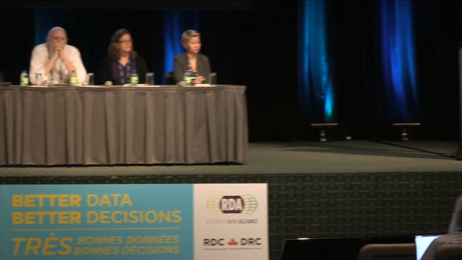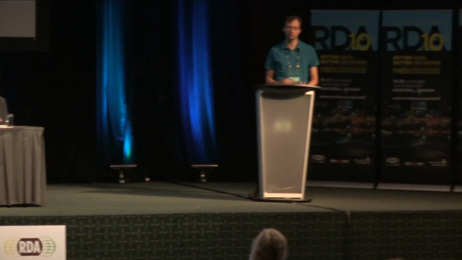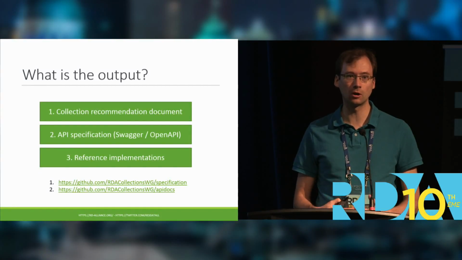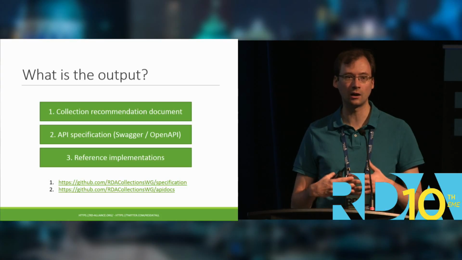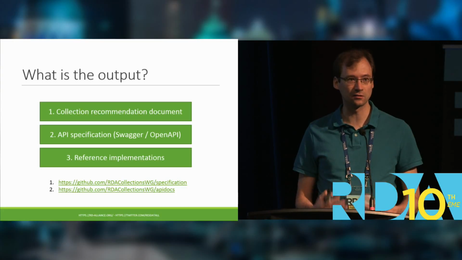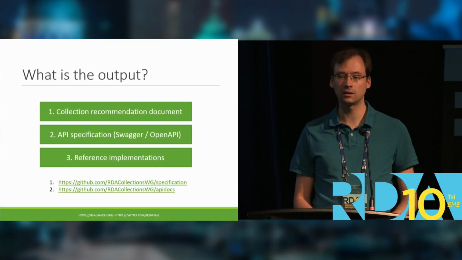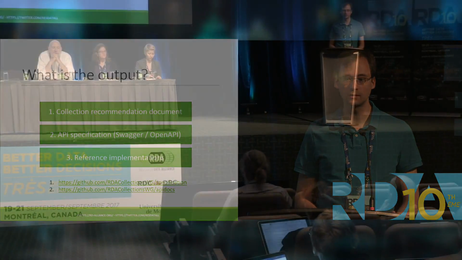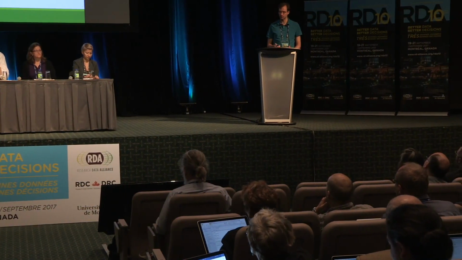Finally, what is the output that we now have? It's threefold. So first of all, we have a collection recommendation document that details the conceptual model, that also explains how we got to this model, what definitions we used. It also tells the stories of adopters and use cases. The second part is the API specification, which we have specified using Swagger OpenAPI. And then we also have reference implementations. All of that is available on GitHub. So it can be used directly. And we'll also just after this plenary enter the formal RDA outpost process for this.